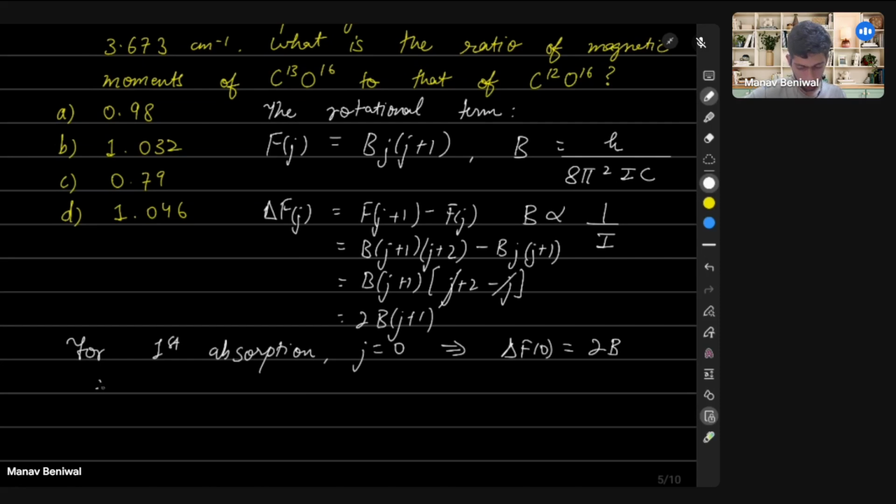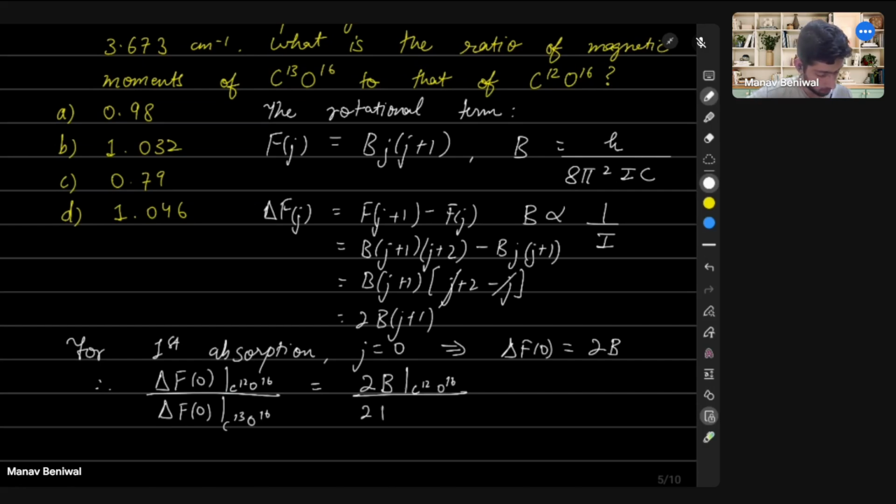Okay, therefore delta F0 for C12O16 divided by delta F0 for C13O16 will be nothing but 2B of C12O16 and 2B of C13O16, and because they are inversely proportional to moment of inertia, this will be moment of inertia of C13O16 divided by C12O16.